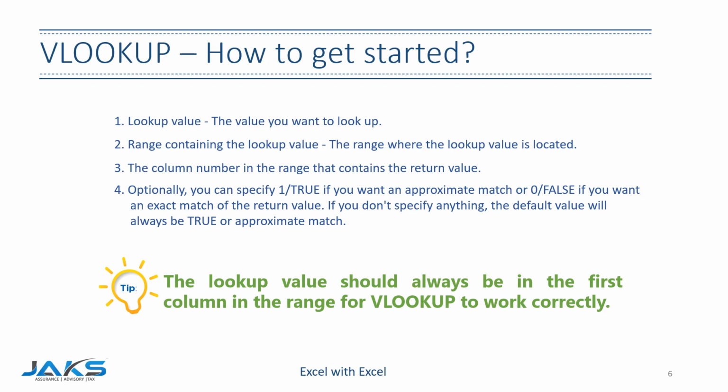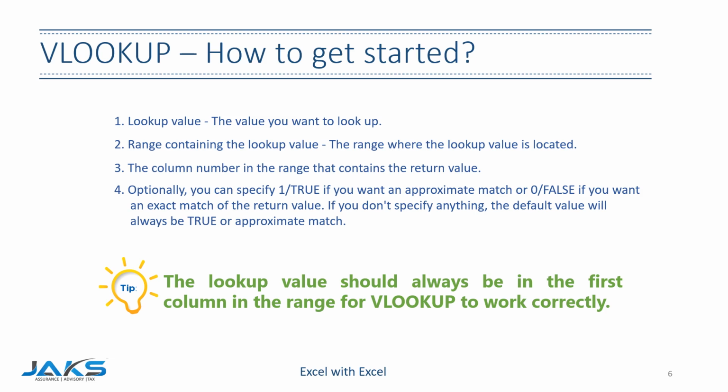Next, optionally, you can specify 1 or true if you want an approximate match, 0 or false if you want an exact match of the return value. If you don't specify anything, the default value will always be true, or approximate match. In our example, if we want the phone number of John Samuel exactly matching, then you should mention 0 or false. Else the formula will return a value with some initial or other name before or after John Samuel.